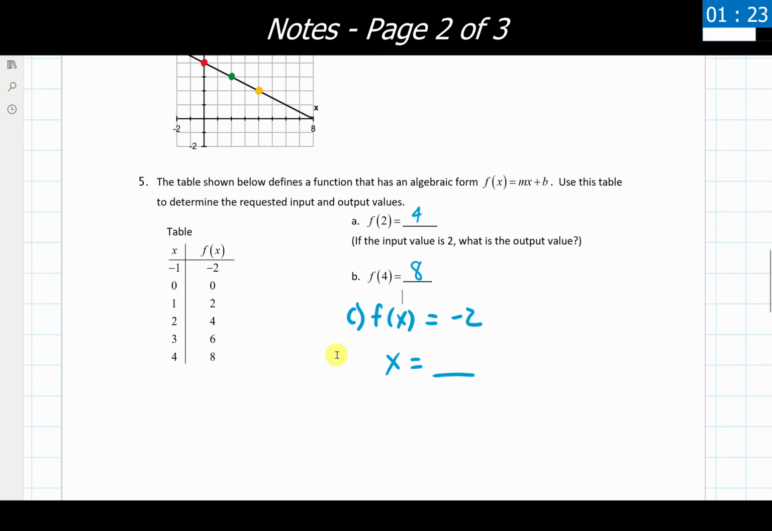I wrote in C here. It's not listed in this set of problems, but I think it's worth taking a look at. We're told in C, f of x equals -2. Is -2 an input value or an output value? Well, it's not inside of parentheses, it's outside of the parentheses, which tells me that -2 is an output value. So instead of looking at my input value column, I'm looking at my output value column.